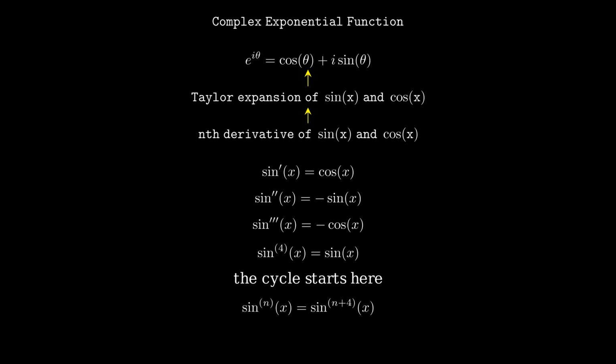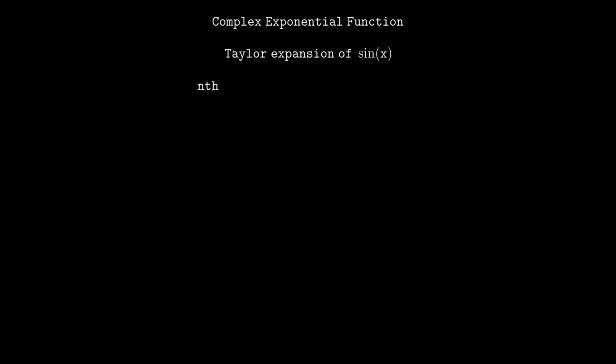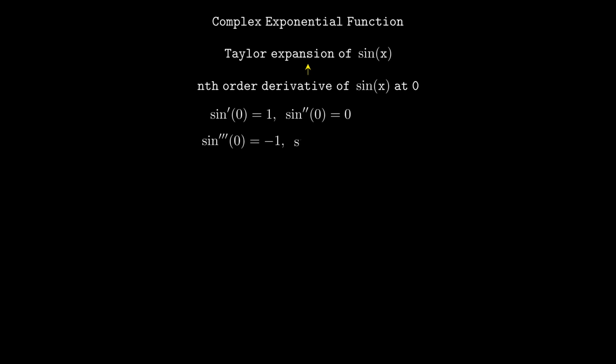Therefore, the nth-order derivative of sine x is equal to its n plus fourth-order derivative. In order to finally derive the Taylor expansion of the sine function, it is necessary to further calculate the nth-order derivative of sine x at 0. The first-order derivative of sine x at 0 is equal to 1. The second-order derivative at 0 is equal to 0. The third-order derivative at 0 is equal to negative 1. The fourth-order derivative at 0 is equal to 0.